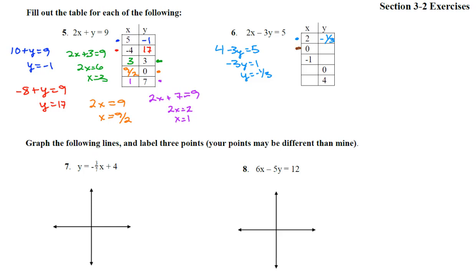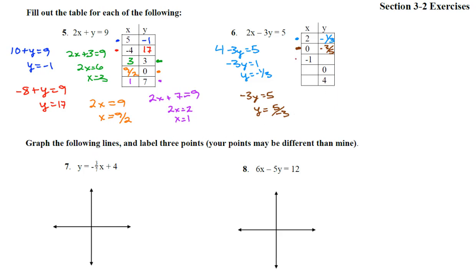All right, now we try sticking in 0 for x. Let's do it in this color here. 0 goes in for x and we get 2 times 0, 0, minus 3y equals 5. Divide by -3 and we get y equals 5 divided by -3, or -5/3. All right.